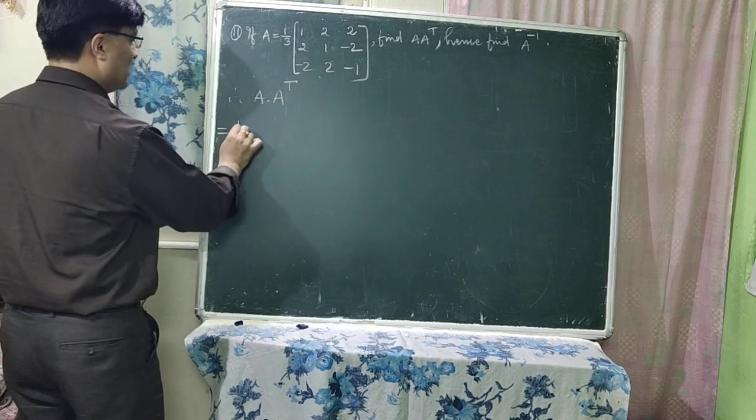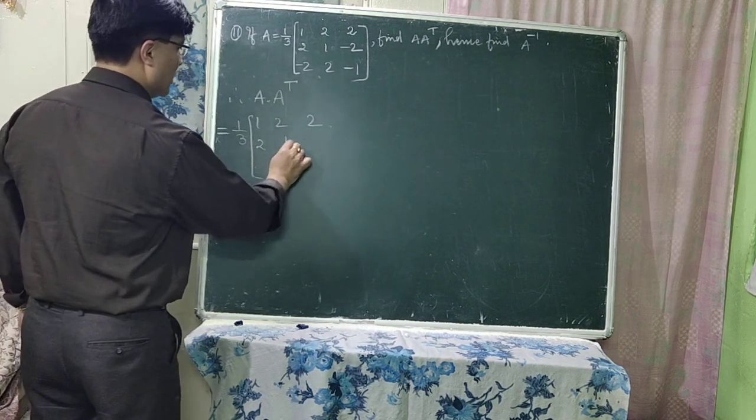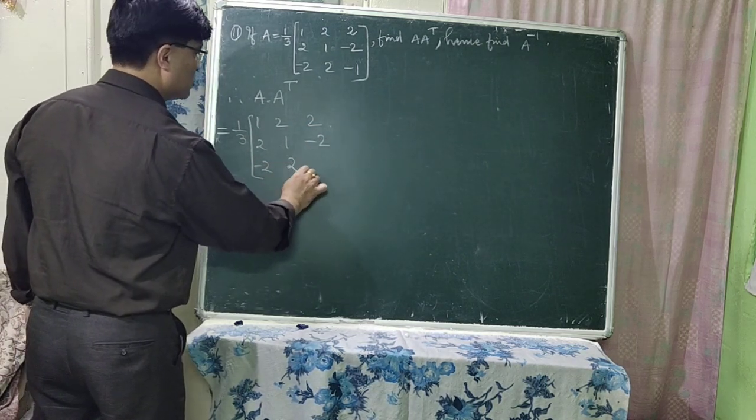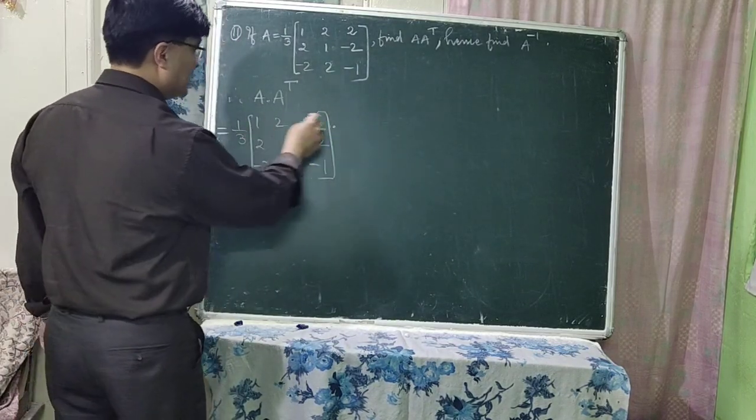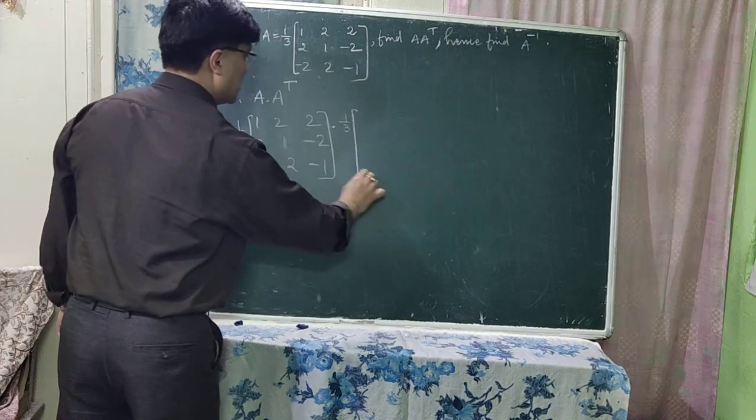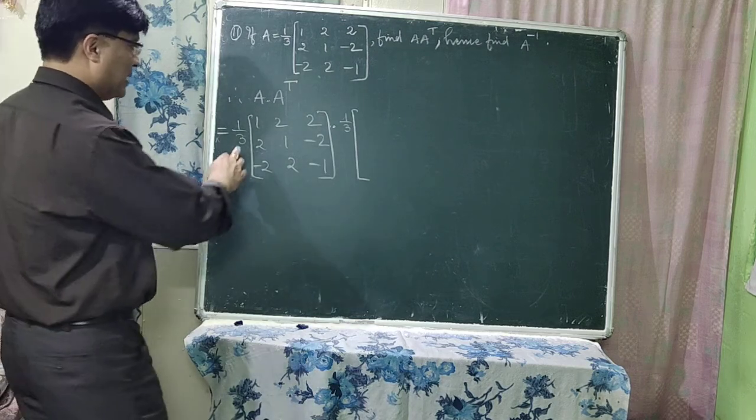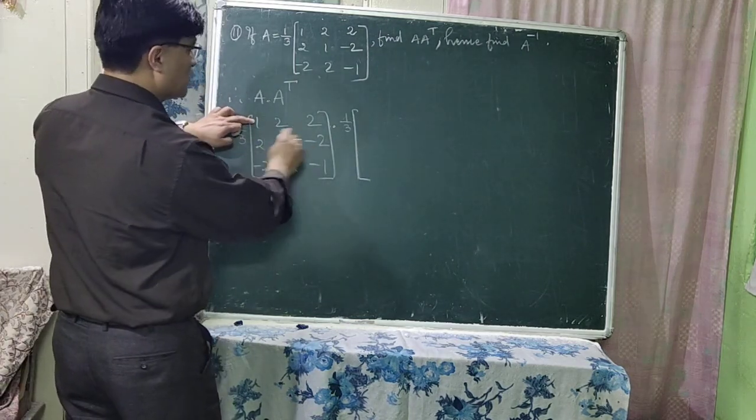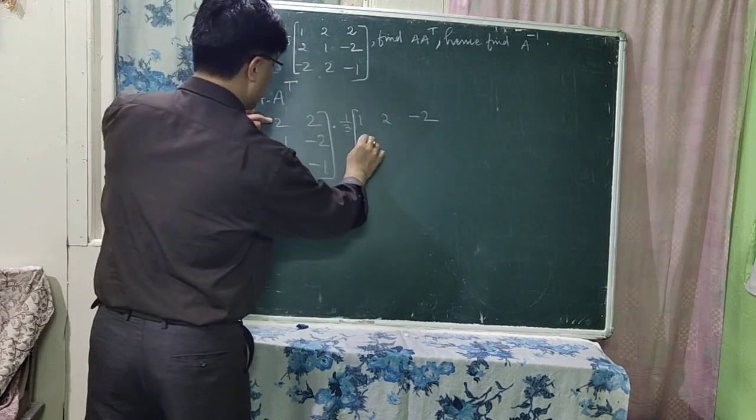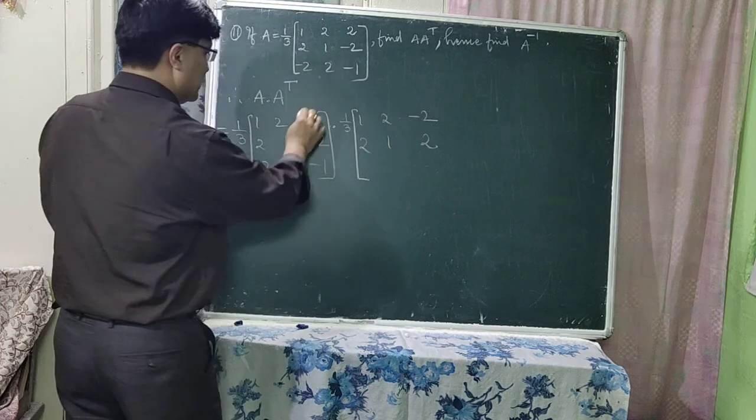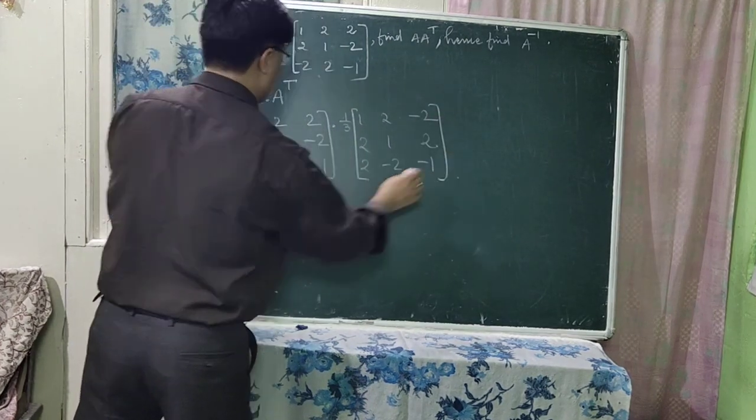What is A here? It is 1/3 times the matrix 1 2 2, 2 1 minus 2, minus 2 2 minus 1. That is your A, into what is A transpose? 1/3 remains the same. But what is A transpose? You have to change rows into columns and columns into rows in matrix A. That means now the first column becomes the first row here, 1 2 minus 2. The second column becomes the second row, 2 1 2, and the third column becomes the third row here, 2 minus 2 minus 1, right?